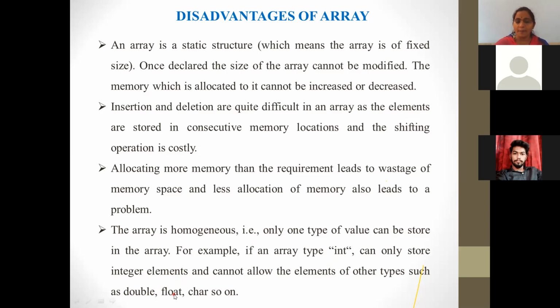This does not happen: one value is float, one value is double, and one value is character, and you declare the array as type integer. No, never. So once you declare the array for one kind of data type, then it must store all the values of the same data type. So these are the advantages and disadvantages.